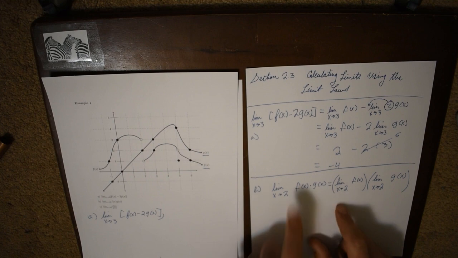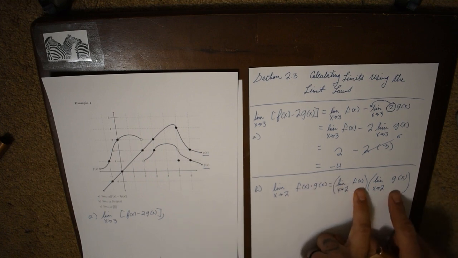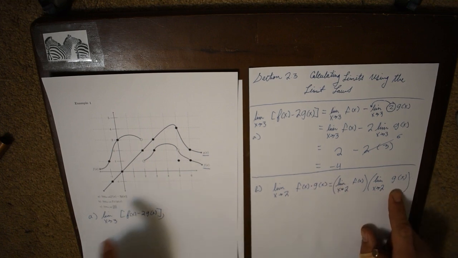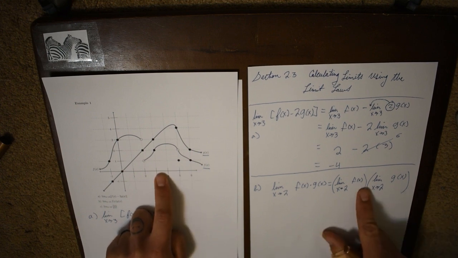Perfect. We have broken this limit apart into 2 smaller pieces, and now we can refer to this chart or this graph to get the values that we need.